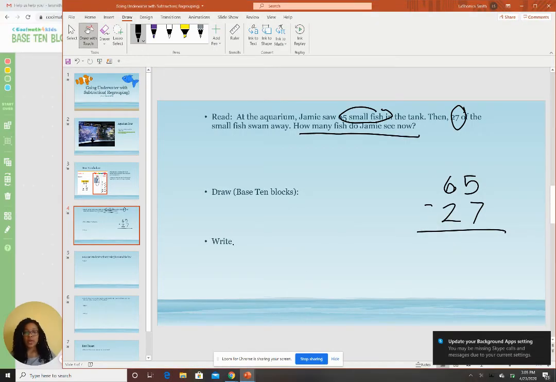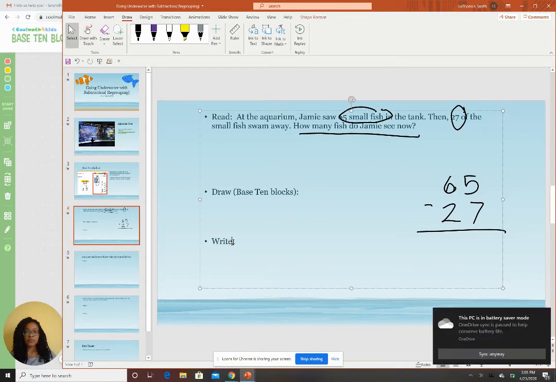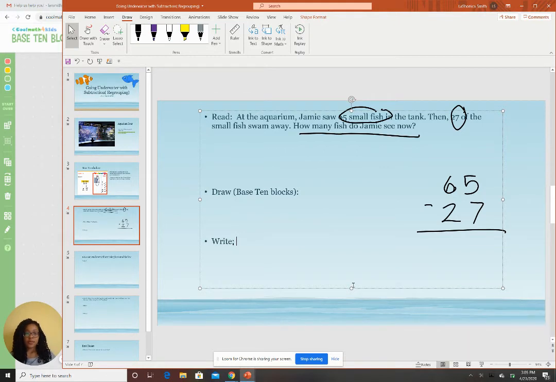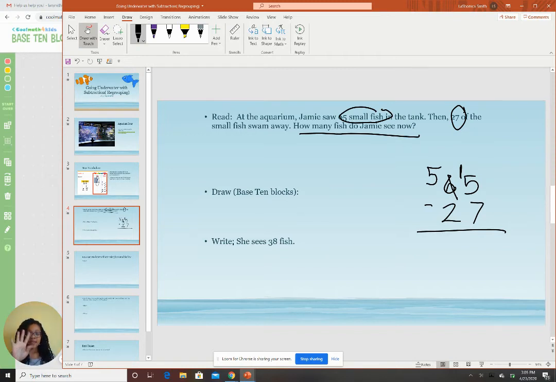So we're going to go ahead first and write she sees 38 fish, okay? And so we're going to check. So we're going to borrow from our 6 10s and make 5. Then we're going to have 15 ones. 7, 8, 9, 10, 11, 12, 13, 14, 15. Perfect. And 5 take away 2 is 3. So we have 38 fish.